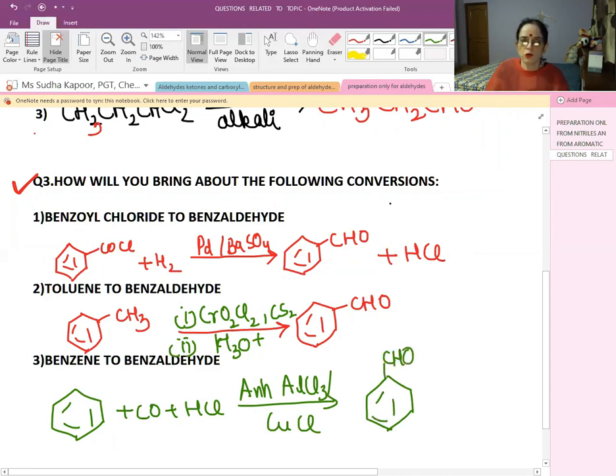So today what we have done is the preparation of only aldehydes. In the coming lecture we will be doing the preparation of ketones, followed by certain very important questions of our NCERT as well as CBSE.